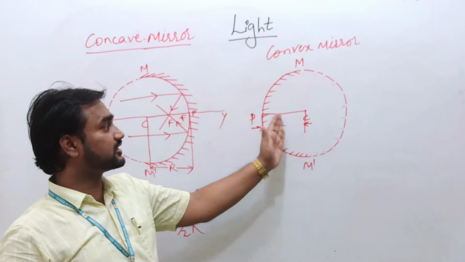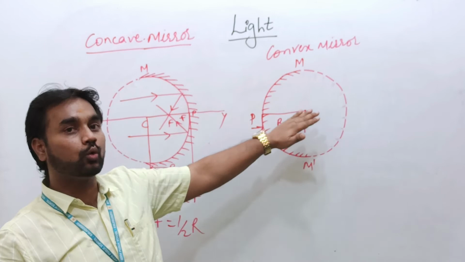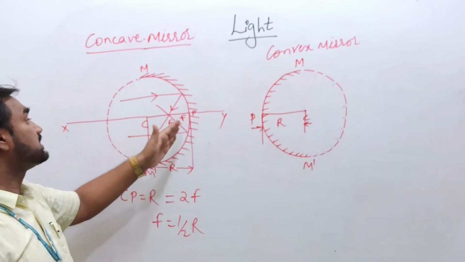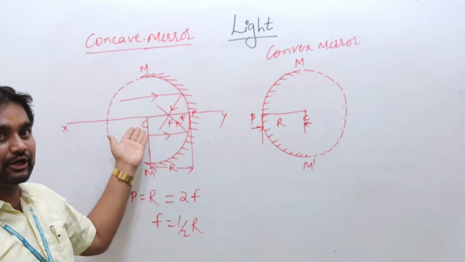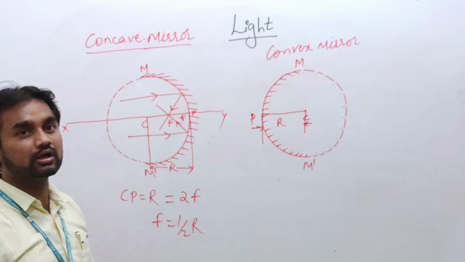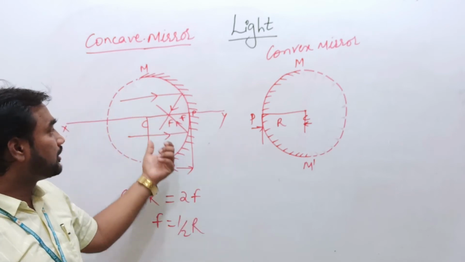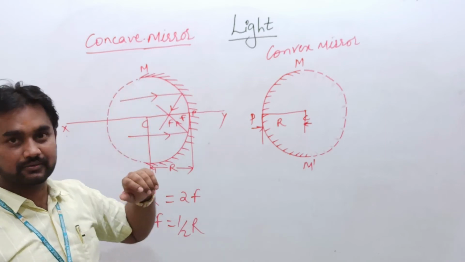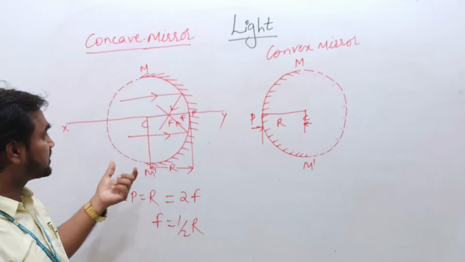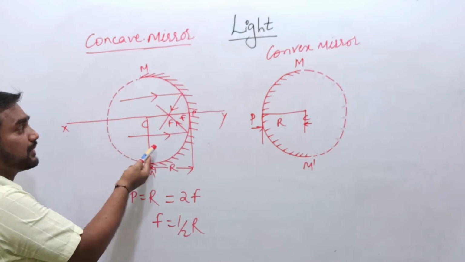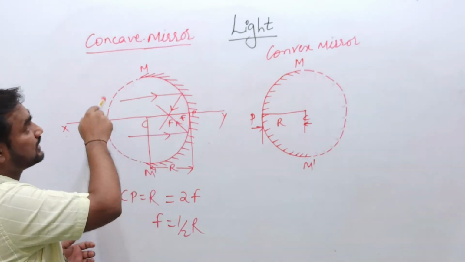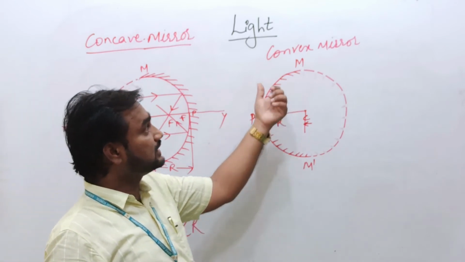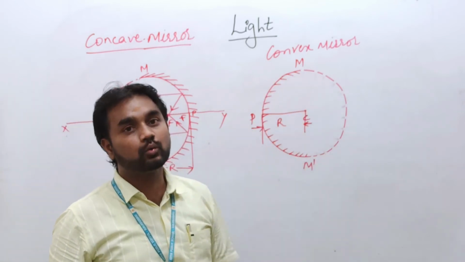Since the radius of curvature is behind the mirror, we call it the virtual radius of curvature. In the concave mirror, it falls in front of the reflecting surface, so we call it the real radius of curvature. The radius of curvature, focal length, principal focus, and principal axis are all real in the concave mirror, whereas in the convex mirror they are virtual.